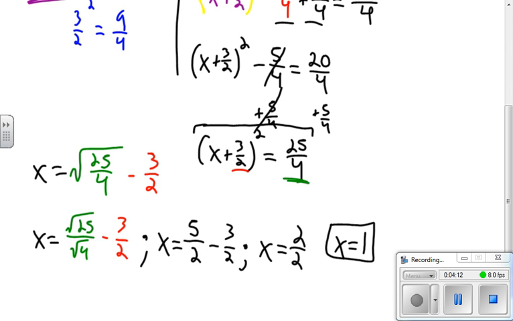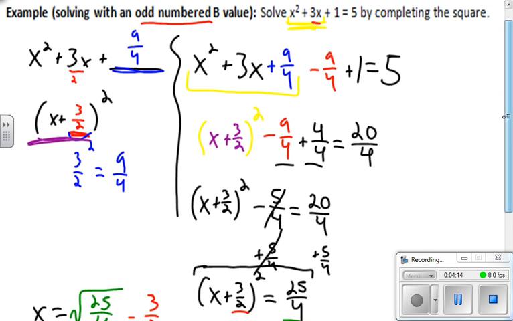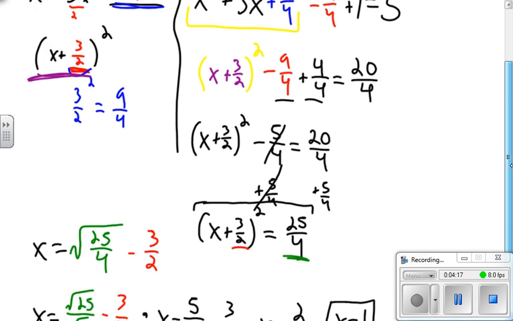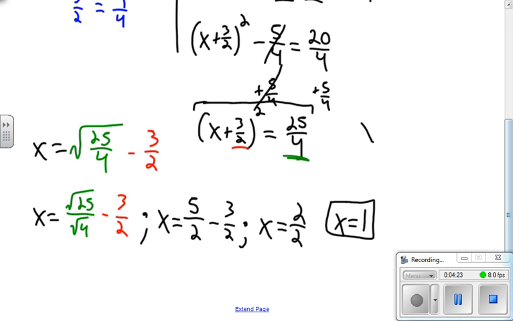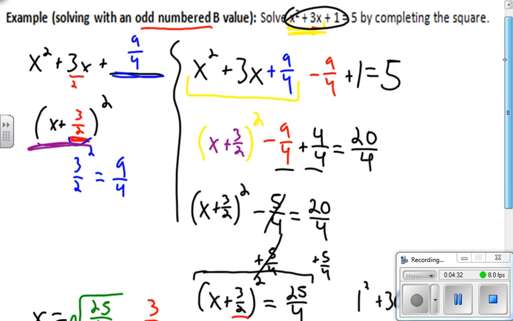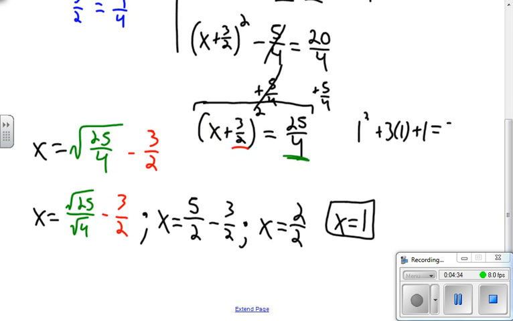Again, to check that, you would just plug our x equals 1 back into this equation. So let's try that really quick. See what it was again. x squared plus 3x plus 1 equals 5. So we'd say 1 squared plus 3 times 1, plus 1 equals 5. 1 squared is 1. 3 times 1 is 3. 1 plus 3 plus 1 equals 5. And 5 equals 5, so that is true. So that is how you would solve when you have an odd b value.